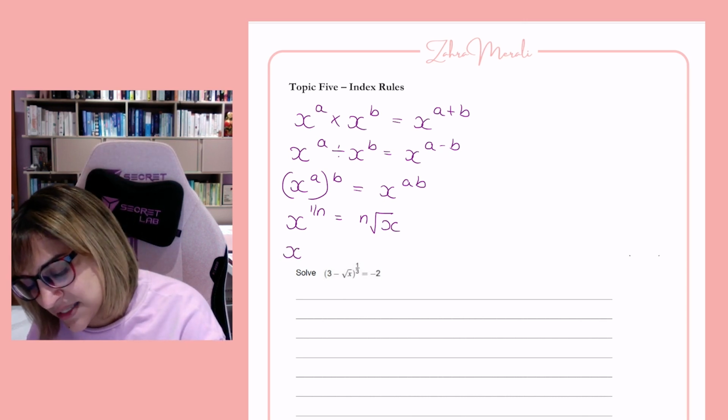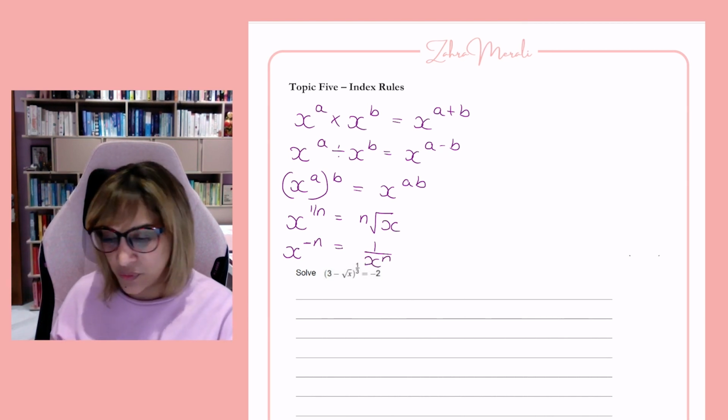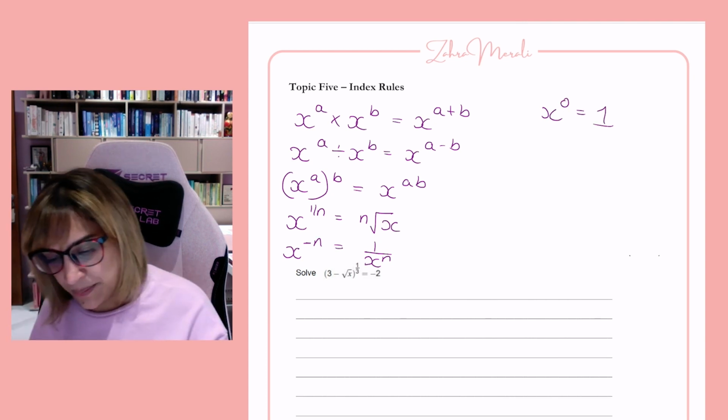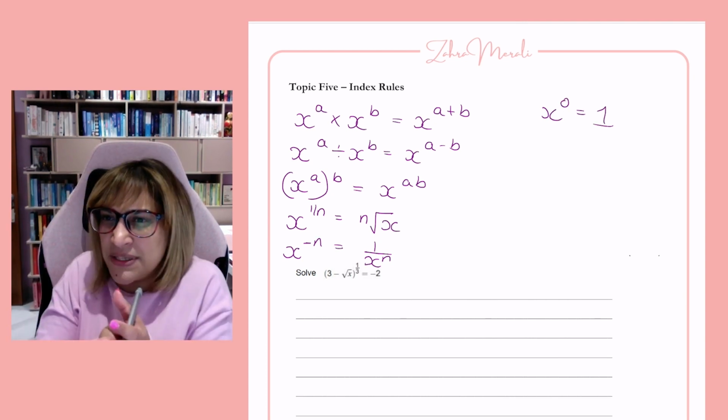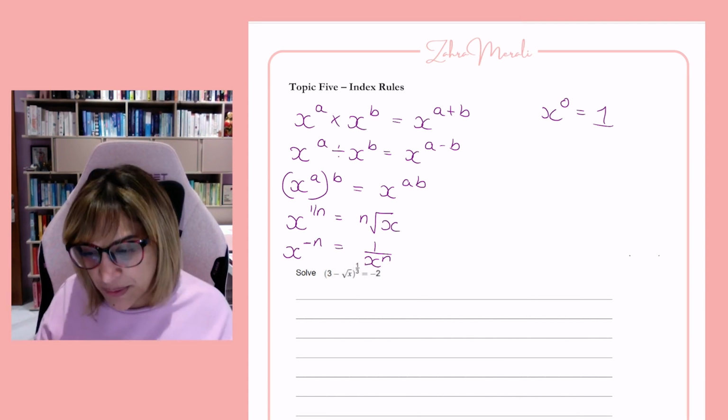And x to the minus n is 1 over x to the n. So we've got our rules. And also always, always, always, x to the power of 0 is always 1. Now, obviously, when we move things to the other side, we're going to do the opposite.